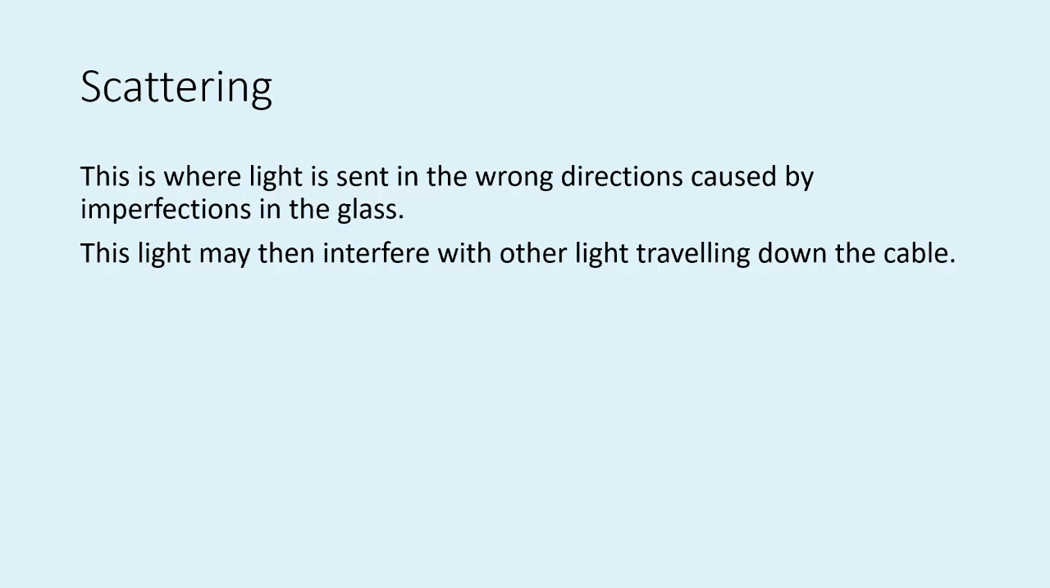Scattering. Scattering is where light is sent in a wrong direction, caused, again, by imperfections in the glass. The light may then interfere with other light travelling down, and it may cancel out if they're out of phase, which is obviously a bad thing because you're losing both the light coming forwards and the light scattering all over the place. Or it may just eventually leave the glass entirely if it's gone beyond the critical angle. So that's scattering.